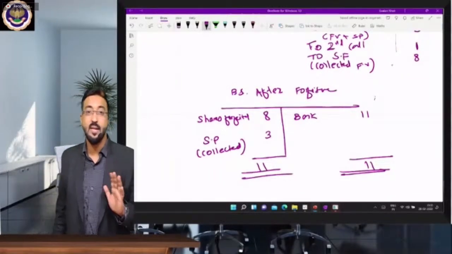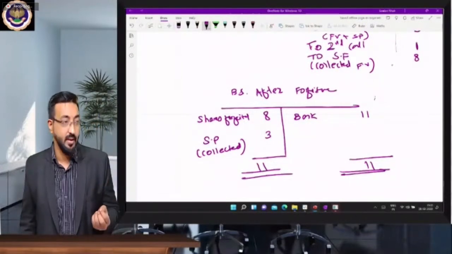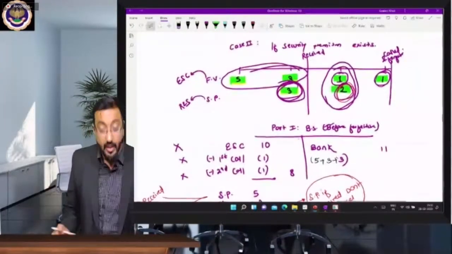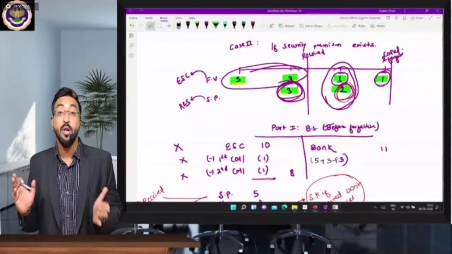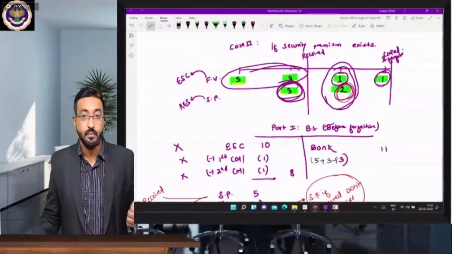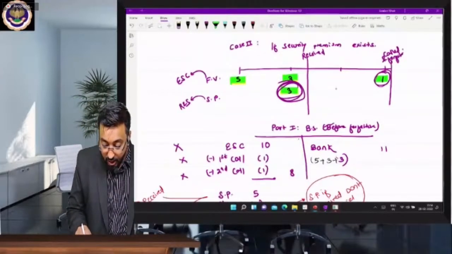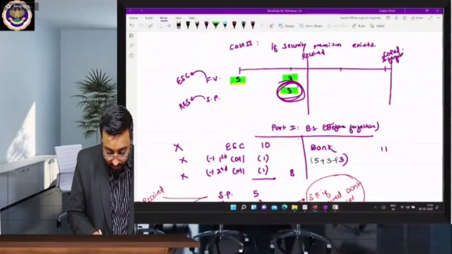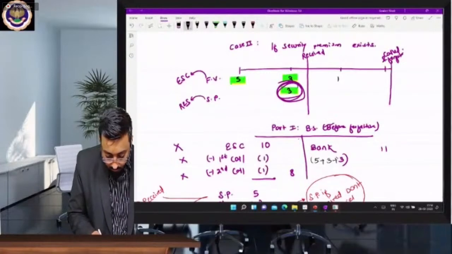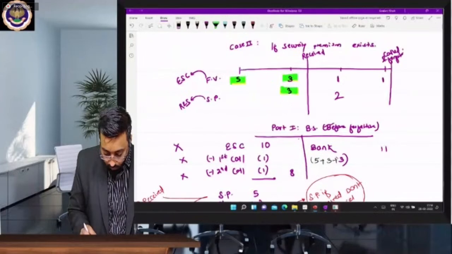But the process is lengthy for understanding level, once you understand the basics behind it. See, beta, the basics are very easy. If security premium exists, I have divided it in 2 parts: one received and one not received. Equity share capital up to second line. Beta, what was the amount here? Can you tell me? 1 and security premium 2.